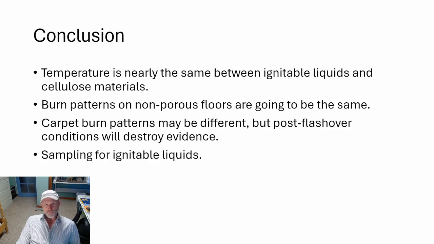So let's run through the conclusion. The temperatures of hydrocarbons and cellulose-based materials are basically identical. You can't tell differences in burn patterns on non-porous surfaces between ignitable liquids and cardboard boxes, wood. Carpet burn patterns may show ignitable liquid signs, but if you're going past flashover, which is defined as when you have ventilation-limited fire, you don't have enough oxygen is what it comes down to. At that point, you have significant pyrolysis, or basically charring of material. It's very common once you hit about 600 degrees Celsius at the upper layer at your ceiling level. Basically, the whole room bursts out into fire and you become ventilation limited. So at that point, burn patterns are destroyed.